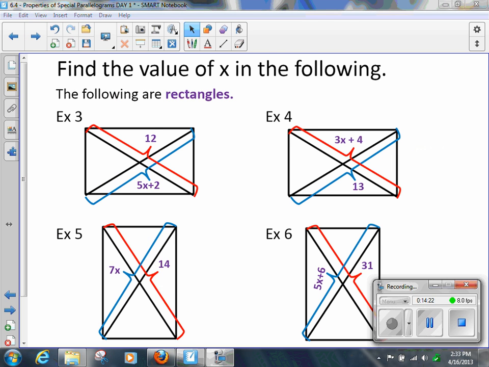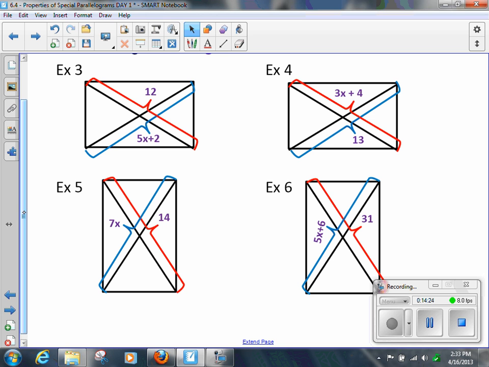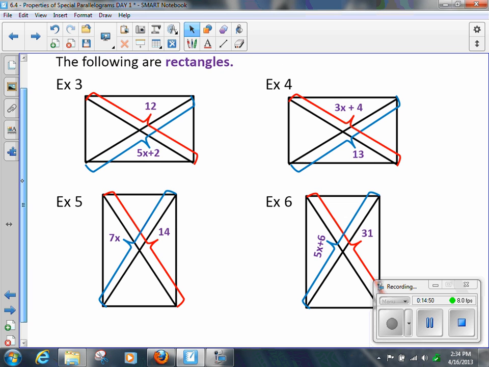Rectangles. I'm not telling you how to do these. Tell me why. Why? Tell me why. Because they're what? They're what? What's congruent? The diagonals are congruent. Why? Because they're rectangles.